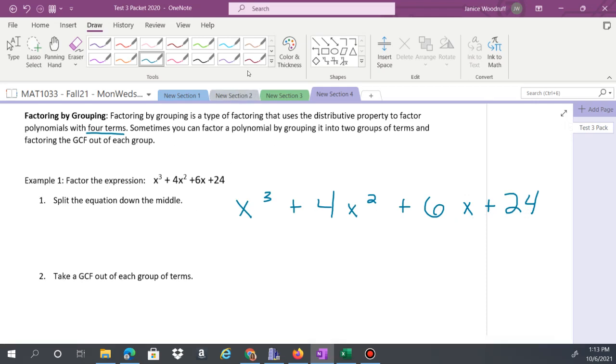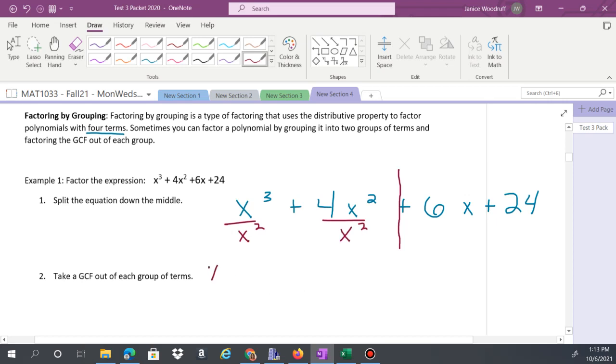Okay, so factoring by grouping is going to tell us to do this. First thing, split the equation down the middle. So I'm going to draw a line right there down the middle. Then I'm going to look at the left and the right separately. So on this left here, I'm going to say, can I take a GCF out of here? They don't have a number they're both divisible by, but they do both have an x squared. So here I say these are both divisible by x squared.